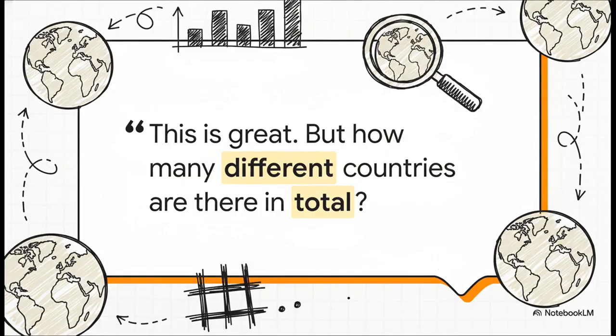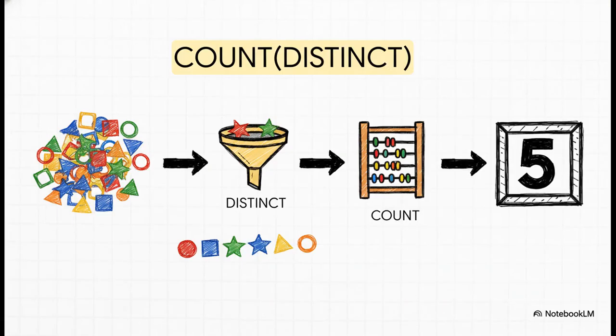But you know how this goes, right? You give someone a great answer, and it just leads to another question. Someone's going to look at this nice, clean list and say, this is great, but how many are there? Can you just give me the total number? So do we have to sit here and count them all by hand? No way. We can actually combine our distinct tool with another handy function called count. So the query looks like this: select count distinct country from customers.